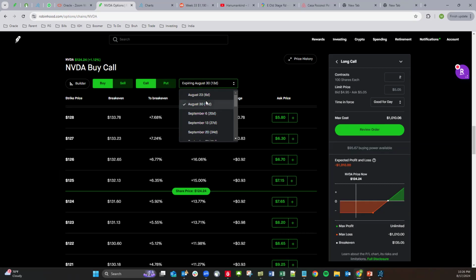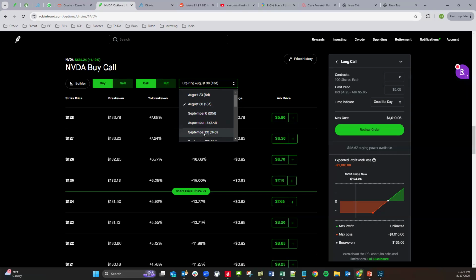Let's say on August 28th there's a debacle and Nvidia crashes. So it goes to 110 or 100. I would definitely be in loss on August 30. But if I had chosen my expiry date as September 20, I still have till September 20 to see if Nvidia bounces back, and I could be in gains at some point before my expiry date.